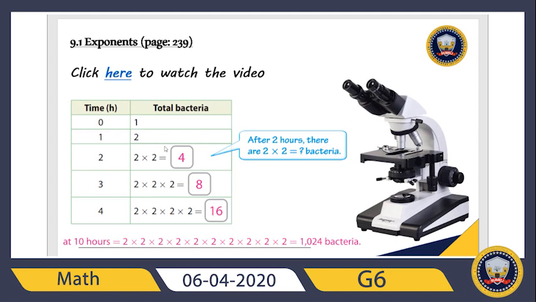So what do you notice in these numbers, guys? At hour 2, we multiply 2 two times. At hour 3, we multiply 2 three times: 1, 2, 3. At hour 4, we multiply 2 four times, and this is 16. Now, at hour 10, we expect that the number of bacteria will be 2 multiplied 10 times, which is what you have seen here, and this is 1024 bacteria. So this pattern here is called the power.